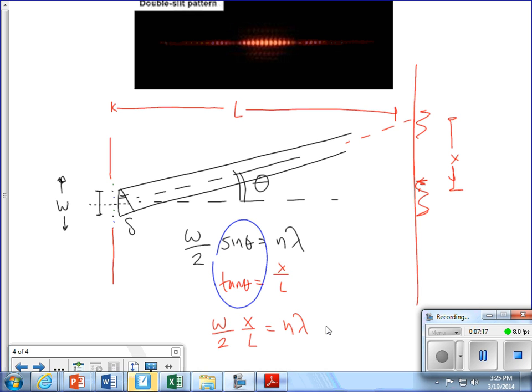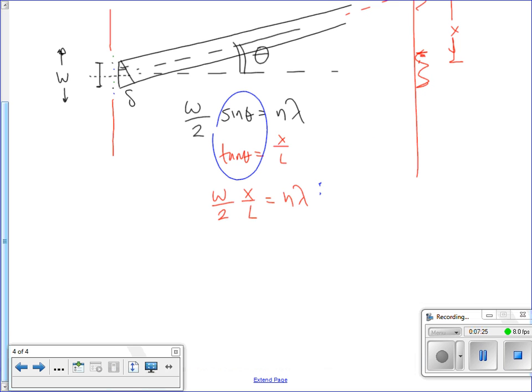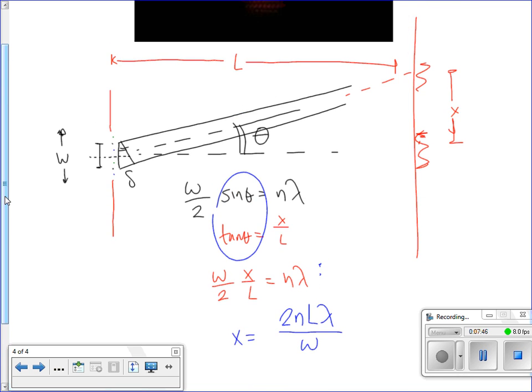Or if we want to look at the x for these, we'd say that x is 2n L lambda over W. All right? And that sort of is the x. I wish I hadn't used x. Why don't I call this instead y? I'll call this y, and that y, and this y.